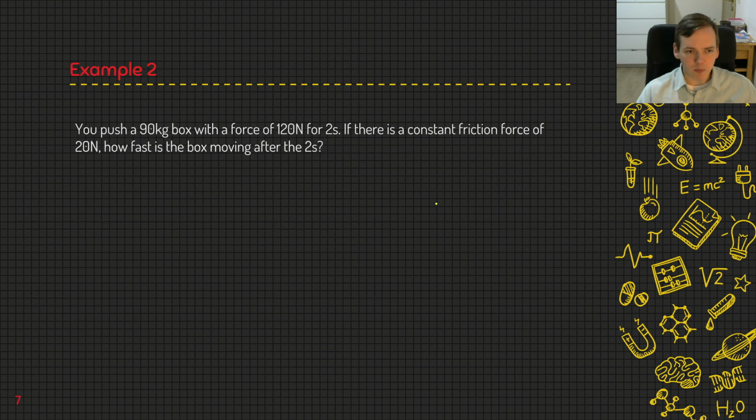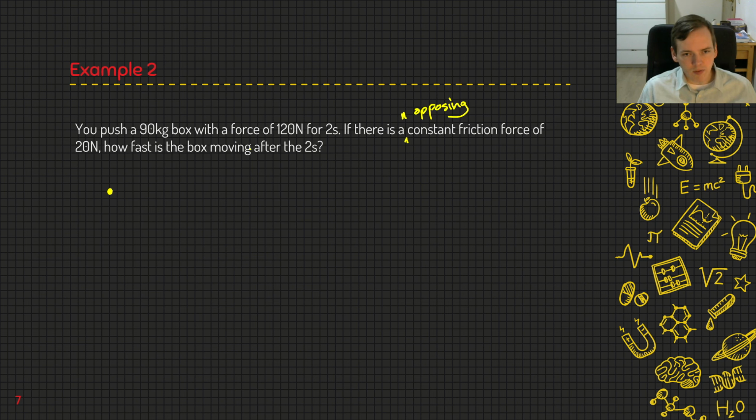Our second example: you push a 90 kilogram box with a force of 120 newtons for 2 seconds. If there is a constant friction force of 20 newtons, how fast is the box moving after 2 seconds? We're going to say this is missing. If this was a quiz question, this would be more clarified for you, but I'm going to say that this should be an opposite direction. If there is an opposing constant friction force of 20 newtons, how fast is the box moving after 2 seconds?